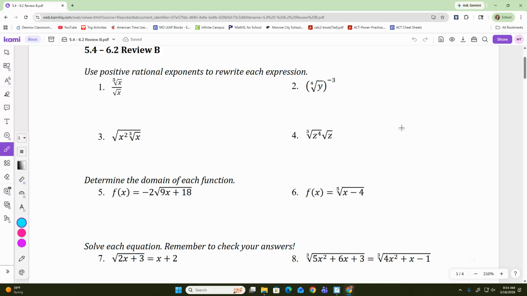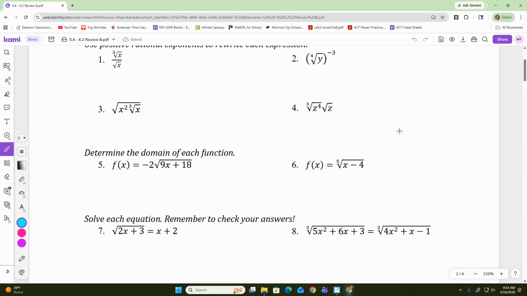All right, when we are working on these, so 1 through 4, you have to write it with a rational exponent. That means a fraction exponent. This entire thing is under a square root. A square root is what power?